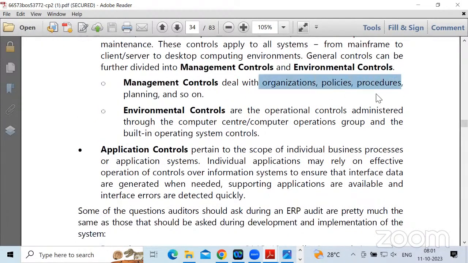Management control deals with organization, policy, procedure, and planning. Environmental controls are related to the computer center operations. Whereas application control pertains to the scope of an individual business process application. You have to underline this word, business process: ERP, Oracle, SAP, Tally. It is applicable to that specific business process application system. That's all.